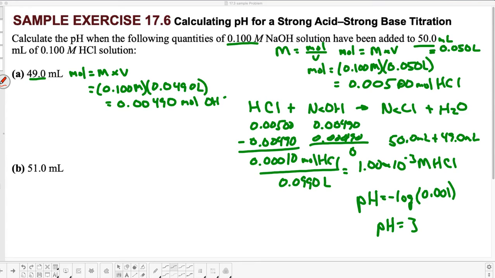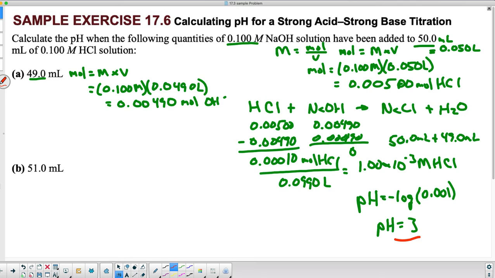First one was 49 milliliters of sodium hydroxide in a titration, which means that there was less sodium hydroxide per mole than there was hydrochloric acid, which means that there was a little bit of acid left over, which is why our pH is so low down here, pH number 3. So that means that there is acid left over, pH was less than 7, it's an acidic solution.